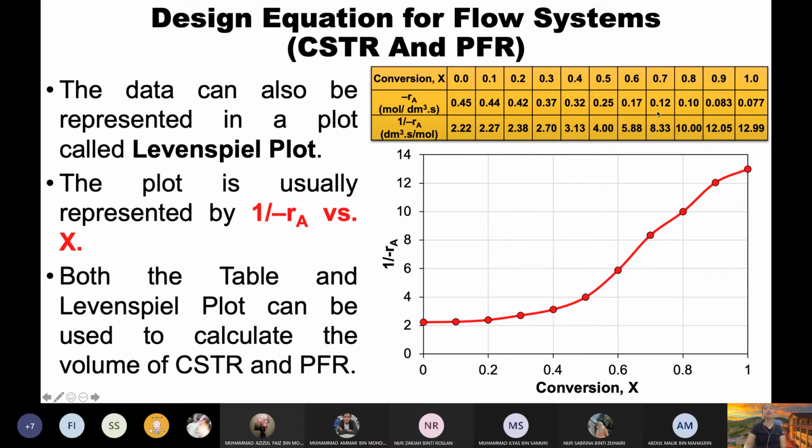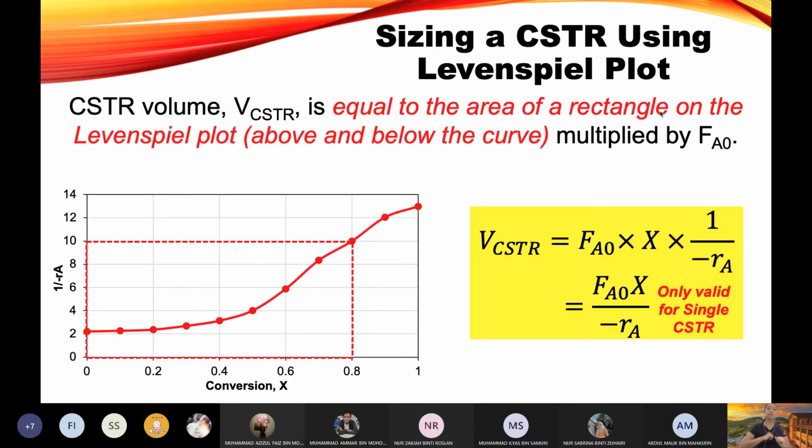So imagine you get the data in the form of a table. You can use the table, nothing wrong with that. But you can also convert it into a plot. When you plot 1 per minus RA versus X, it becomes a Levenspiel plot. So we can use either alternative representation of the data to calculate the volume. Using the table is fine, using the plot is fine. Now, why use the plot? I said using the plot is easier. Why is using the plot easier?